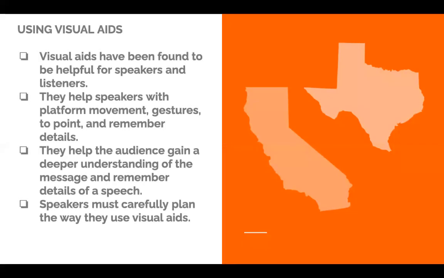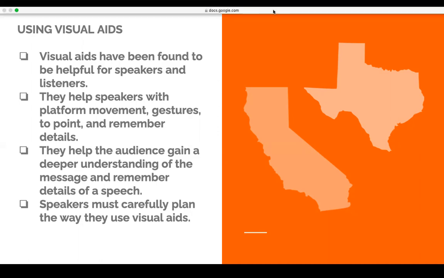Moving on, visual aids. Typically, visual aids can be very helpful for speakers and the audience, right? They can help with your platform movement, gestures to point and remember details. They also help your audience gain a deeper understanding and meaning to your message. However, you don't want just visual aids everywhere. You have to really think about how you are going to plan out using your visual aids.